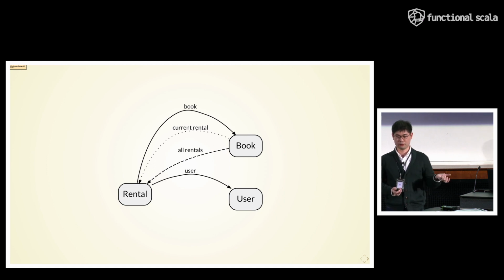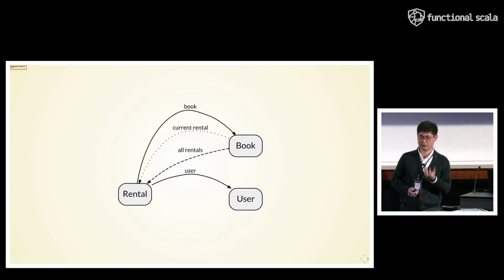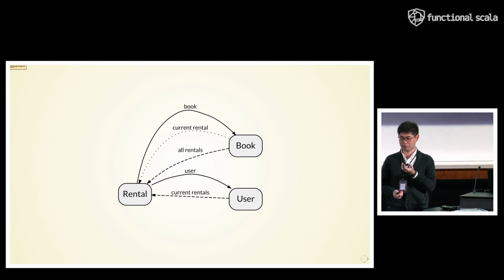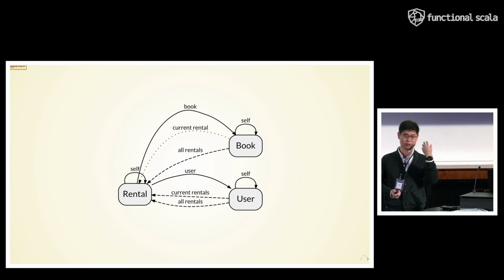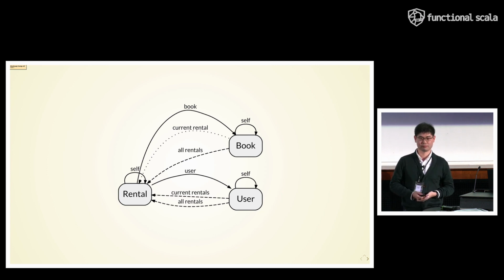Now, a similar deal for the users as well. If you have a rental, you would have a single related user, and for a user, you would have many current rentals, slightly different from the book. And you would also have many all rentals for a user. Also, there is this arrow that's going back to itself. I call it self. That basically means if you have a rental, you would have a rental. I'll explain how this is relevant in a moment.